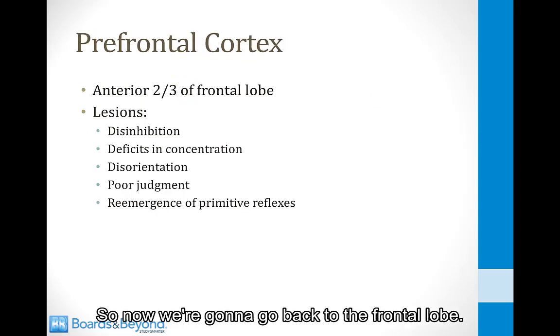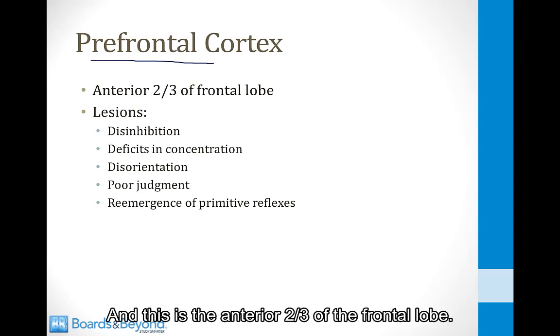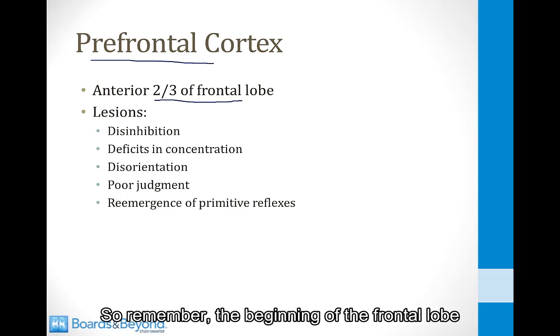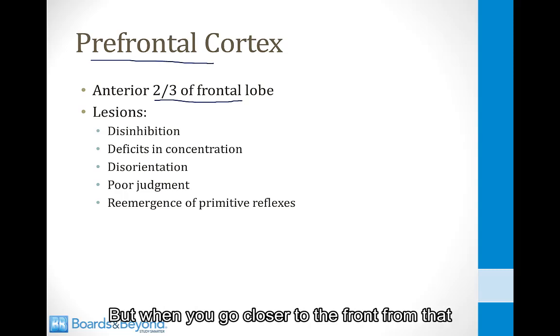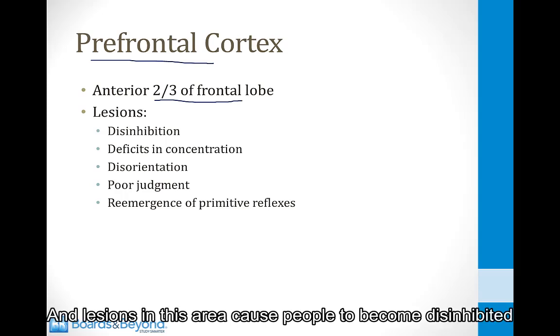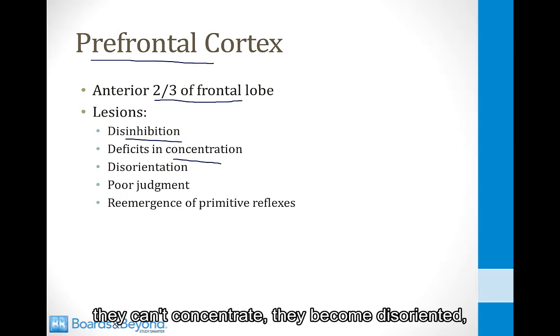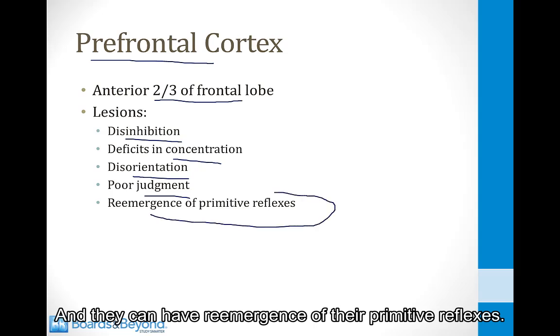So now we're going to go back to the frontal lobe, and the next area that we're going to talk about is the prefrontal cortex, and this is the anterior 2/3 of the frontal lobe. So remember, the beginning of the frontal lobe, right after that central sulcus, is the motor cortex, but when you go closer to the front from that, you get into the prefrontal cortex. And lesions in this area cause people to become disinhibited, they can't concentrate, they become disoriented, they have bad judgment, and they can have reemergence of their primitive reflexes.